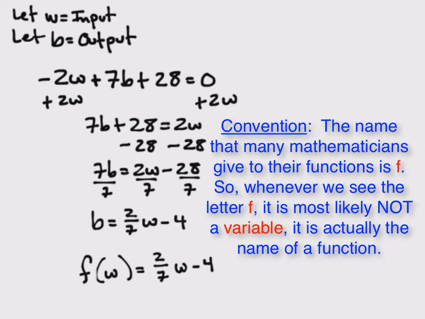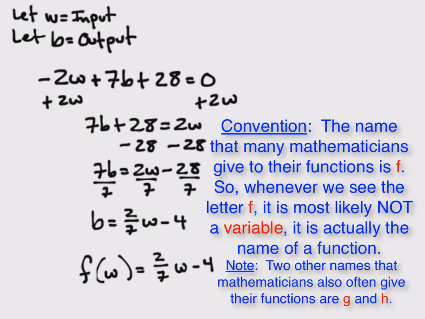So whenever we see the letter f, it is most likely not a variable. It is actually the name of a function. Two other names that mathematicians also give their functions are g and h. So just be wary if you see an f or a g or an h, it very well may be the name of a function and not a variable. And note, when you see this f of w right here, there is no multiplication going on. F is not a variable. It is the name of that function's rule. So very important to keep those things straight.